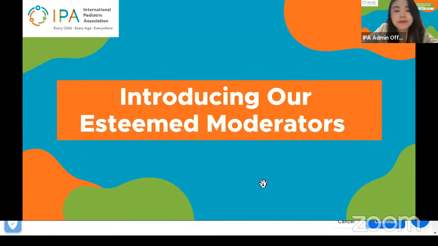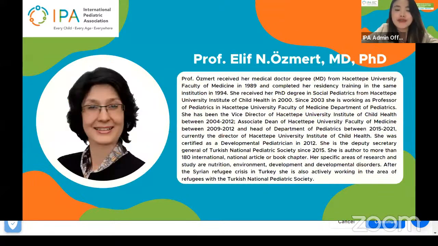Professor Elif Özmert is a professor of pediatrics in Hacettepe University, Faculty of Medicine, Department of Pediatrics. She is currently the director of Hacettepe University Institute of Child Health and the deputy secretary general of the Turkish National Pediatric Society since 2015. She is also the author of more than 180 international and national articles or book chapters. Her specific areas of research and studies include nutrition, environment, development, and developmental disorders. And after the Syrian refugee crisis in Turkey, she is also actively working in the area of refugees within the Turkish National Pediatric Society. Without further ado, to Professor Özmert, the time and screen is yours.